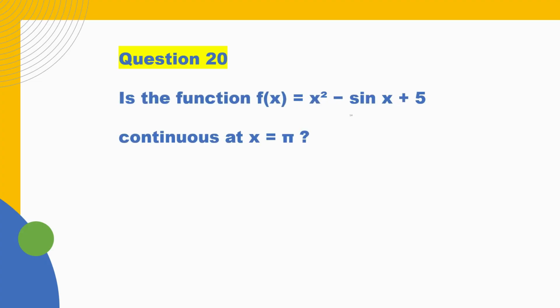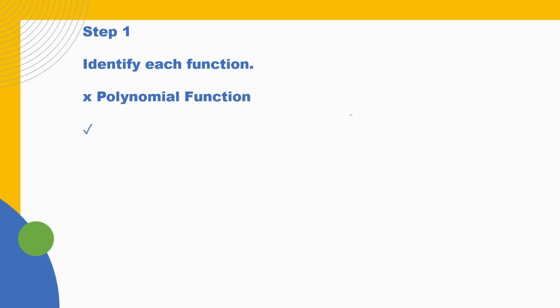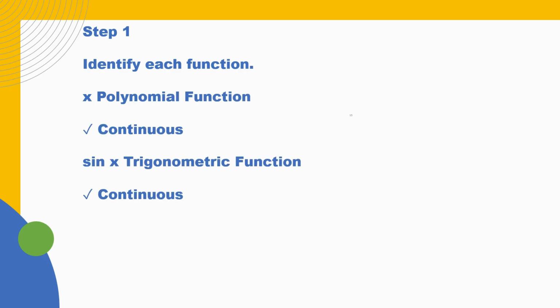Let's move to the next question, question number 20 from the exercise 5.1. This question looks like a limit problem, but it's actually testing whether you remember Theorem 1. Instead of calculating limits, ask yourself one question. What type of functions do I have? A polynomial function, a trigonometric function, and a constant. All three are continuous individually.